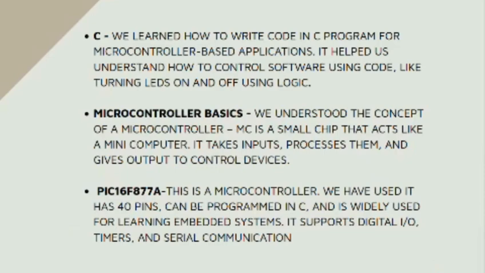C means we have learned how to write code in C for microcontroller based applications. It helps us to understand control software using code, like turning LEDs on and off using logic. Now next is microcontroller basics. We understand the concept of a microcontroller. MC is a small chip that acts like a mini computer. It takes input, processes it and gives output to controlled devices.